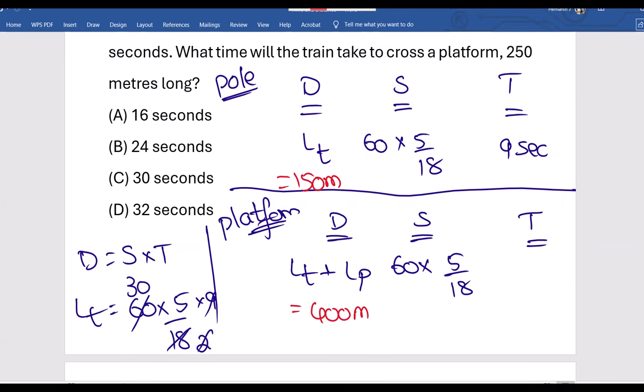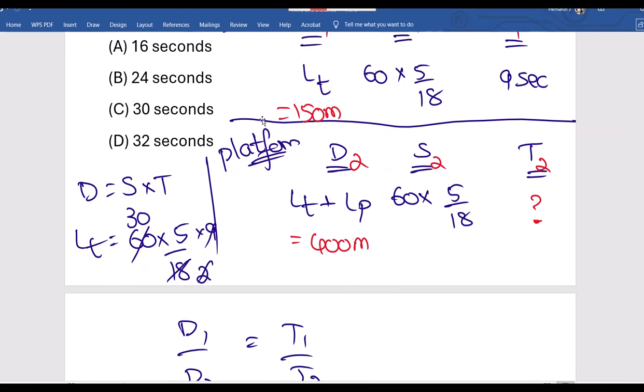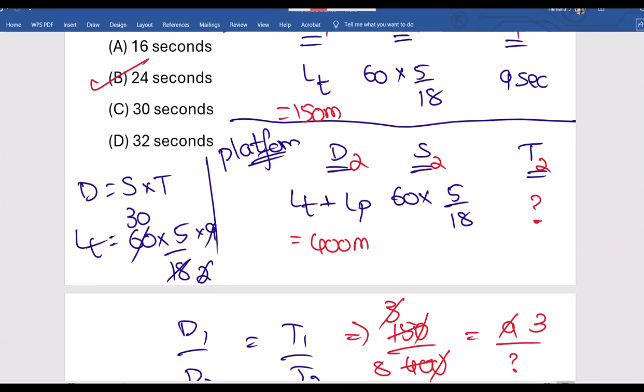Now D1 by D2 equal to, this is D1, S1, T1. This is D2, S2. D1 by D2 equal to T1 by T2. You can calculate T2 directly. 150 divided by 400 is equal to 9 divided by question mark. So this 0 cancels. 3 into 8 is 24. Answer is 24 seconds.